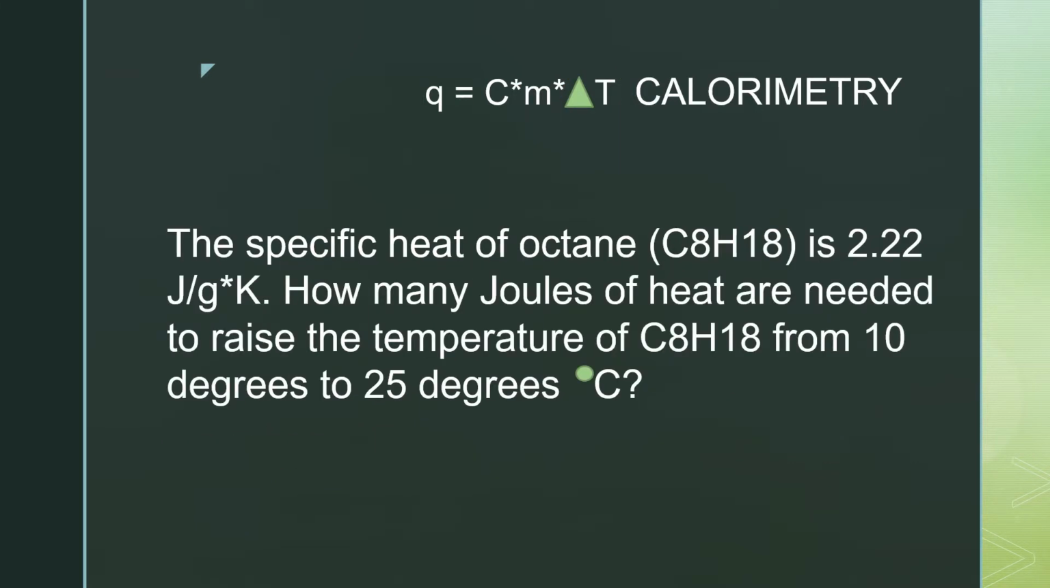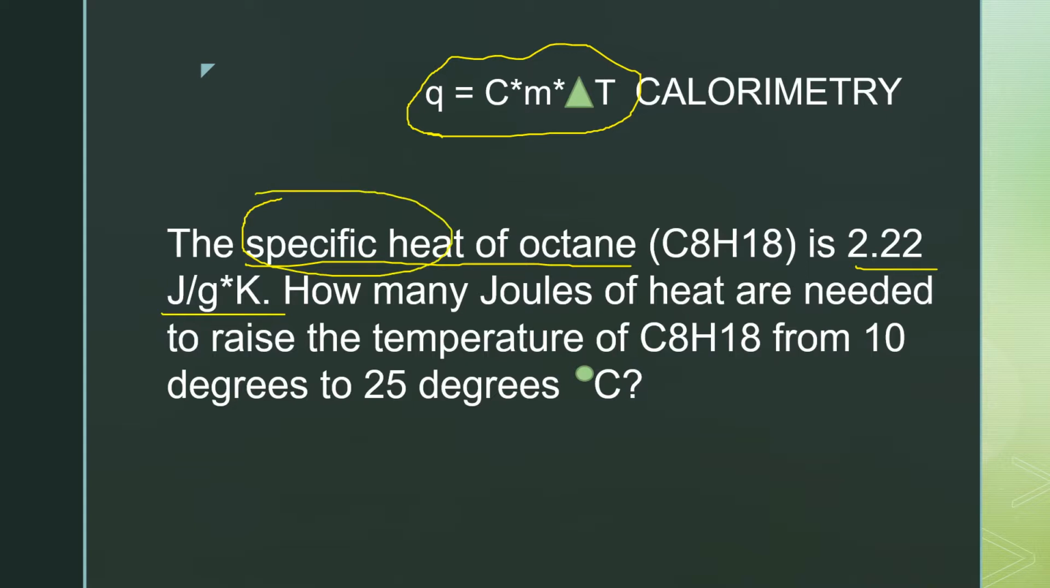So here's an example problem that goes with this formula, and see, you have the specific heat is given to you in the formula. The specific heat of octane is 2.22 joules per grams times Kelvin. So since you were given the specific heat in this question, then you know automatically to use the calorimetry formula with the C in it, the capital C for specific heat.